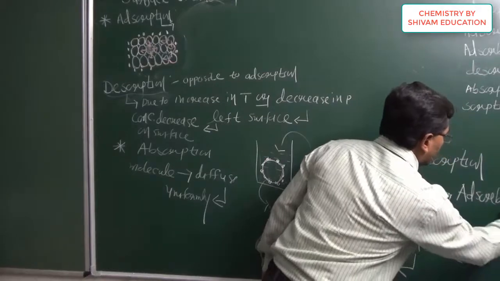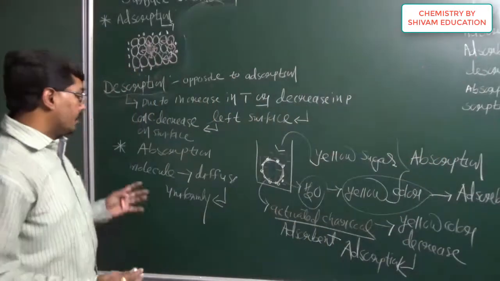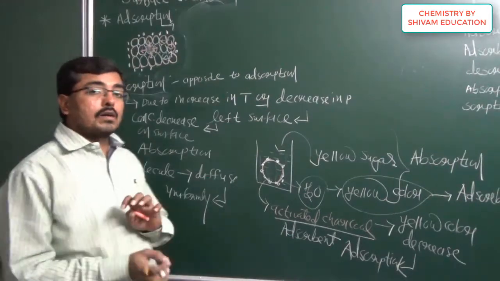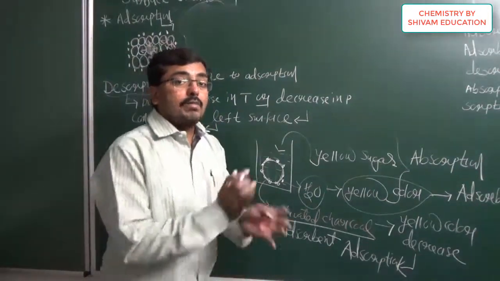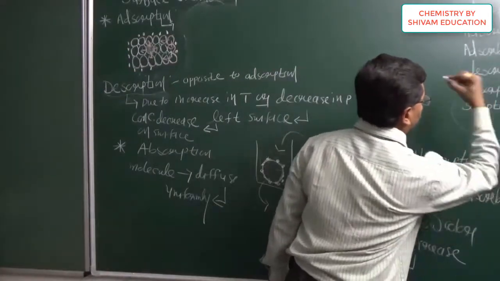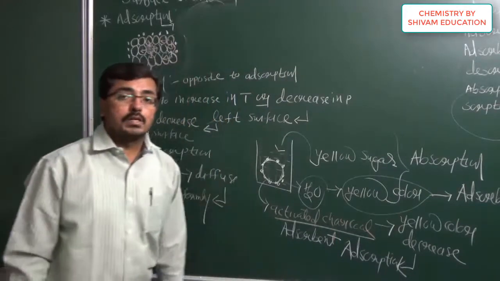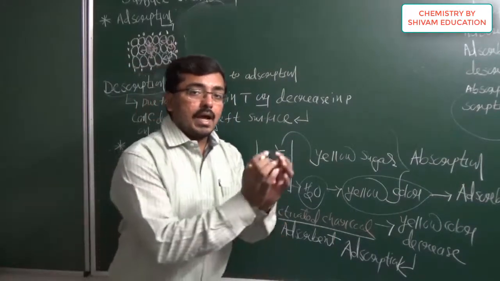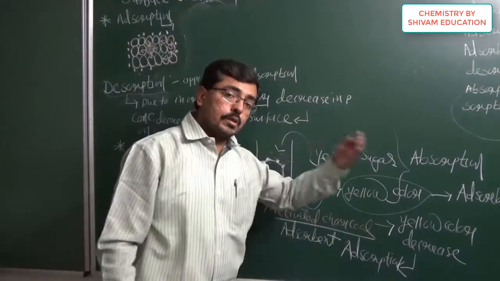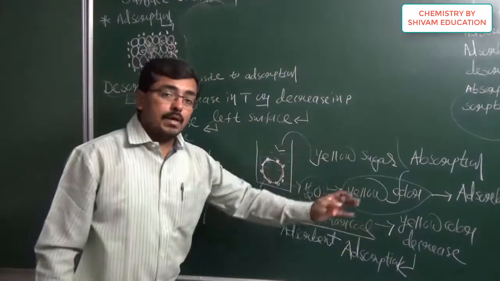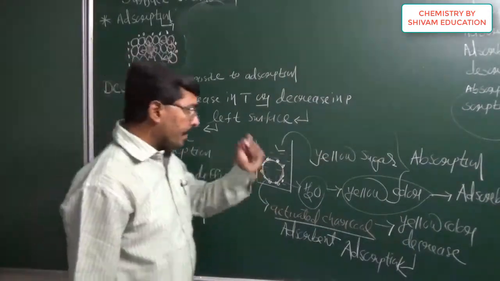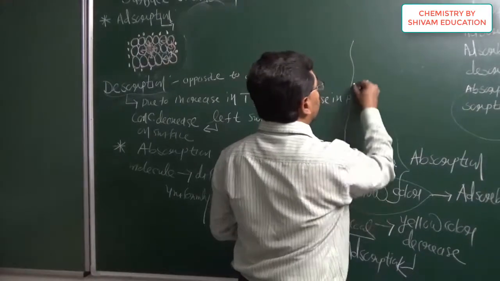Now sometimes it is observed that adsorption and absorption occur simultaneously. It occurs one by one. Then this is known as sorption. So what is meant by sorption? When adsorption and absorption occur simultaneously. Suppose पहले absorption हुआ यहाँ पर, then adsorption हुआ, then this phenomenon is known as sorption. For example, इसका example study करते हैं.